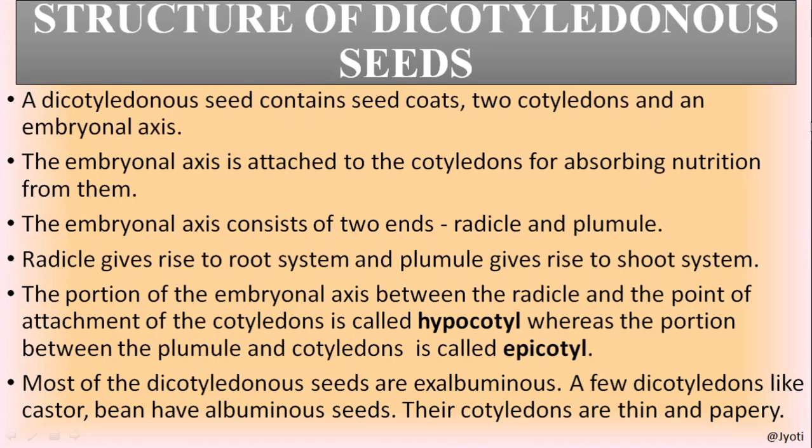Okay, so here is the description of dicot seed, and I have already explained that in the dicot seed there is an embryonal axis which consists of radicle and plumule ends. Radicle gives rise to the root system, plumule gives rise to the shoot system, and the portion of the embryonal axis between the radicle and the point of attachment of the cotyledon is called hypocotyle, whereas that which is present between the plumule and the cotyledon is called epicotyle.